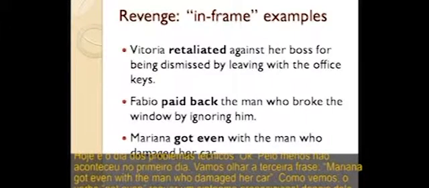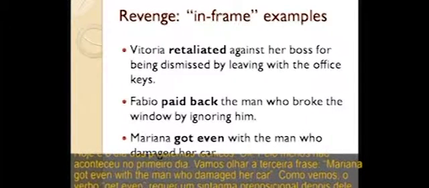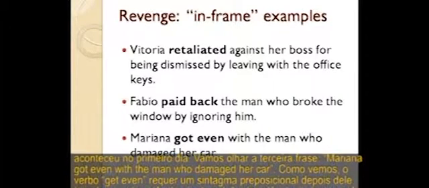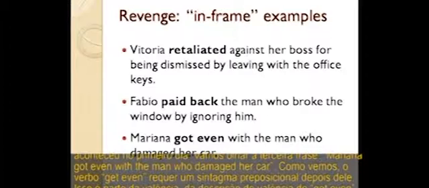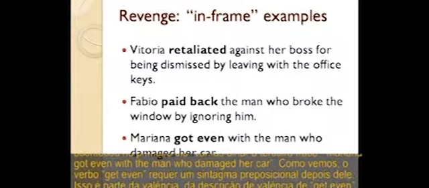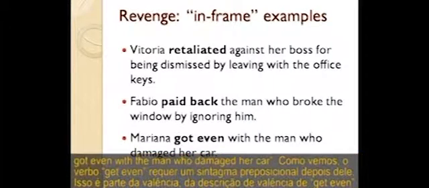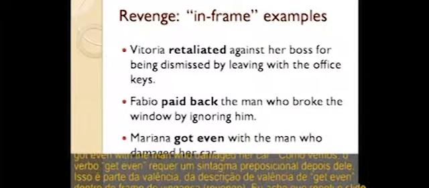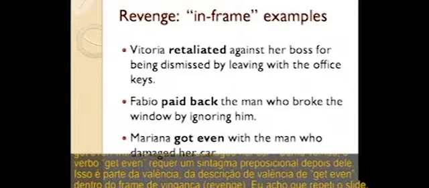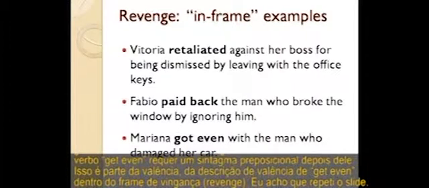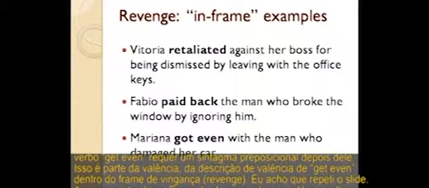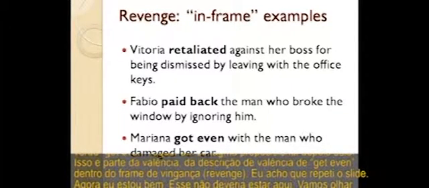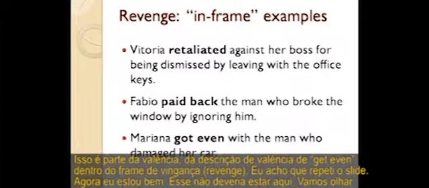Now let's look at the third sentence. Mariana got even with the man who damaged her car. As it happens, the verb get even requires a prepositional phrase afterwards. That's part of the valence description of get even in the revenge frame.